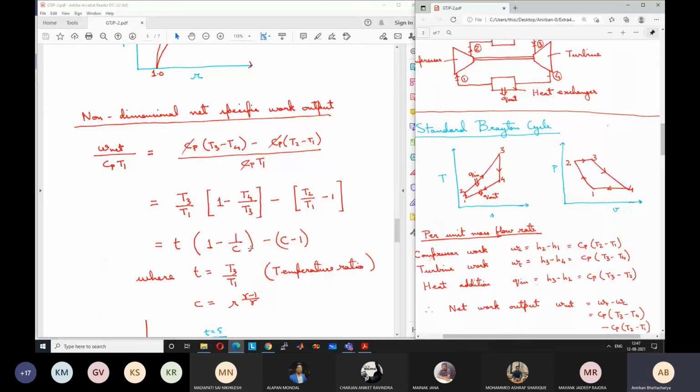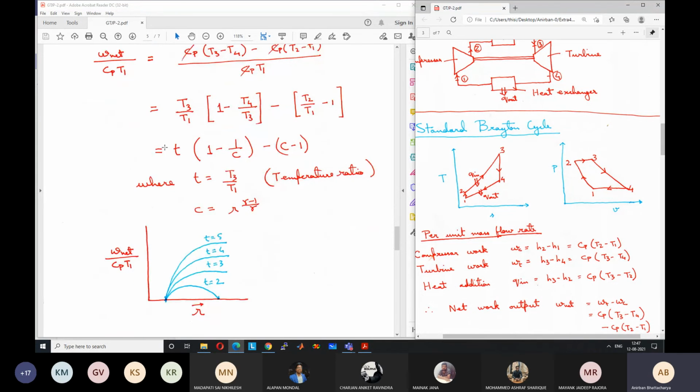So 1 minus 1 by C, minus T2 by T1, which is R to the power gamma minus 1 by gamma, so this is C minus 1. So this is the expression, and it cannot be simplified further. This is the expression of net specific work output. Unlike efficiency, which was only dependent on R and gamma, and obviously we are assuming that gamma is not changing, so it was only dependent on R.